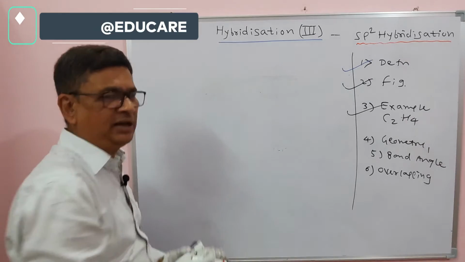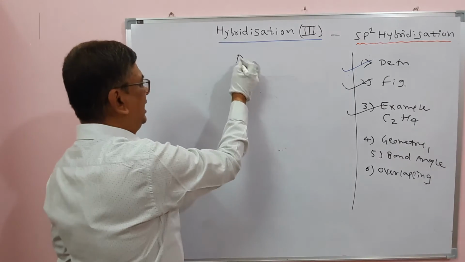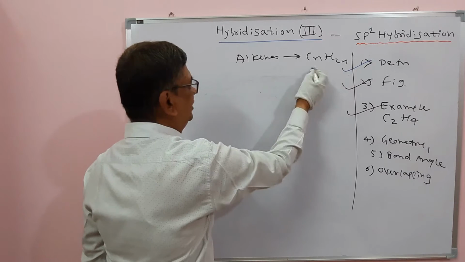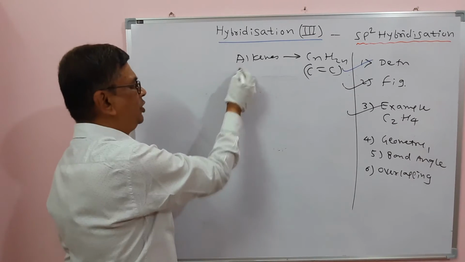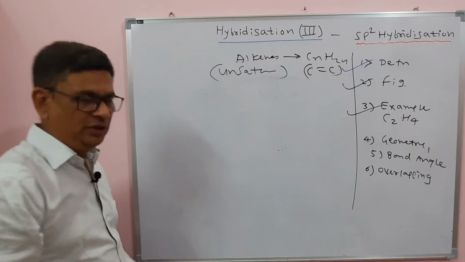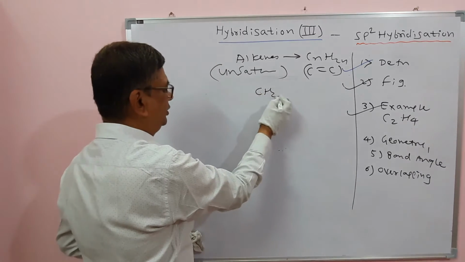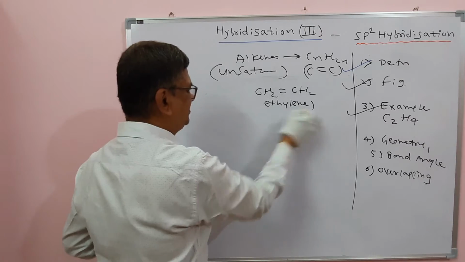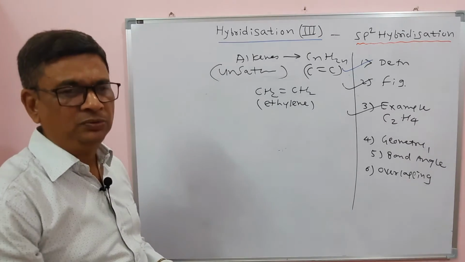It is an unsaturated hydrocarbon. In general, alkenes have the formula CnH2n. They contain a carbon-carbon double bond, and they are what are called unsaturated hydrocarbons. We will see how this molecule ethylene, that is CH2=CH2, is formed by sp2 hybridization.